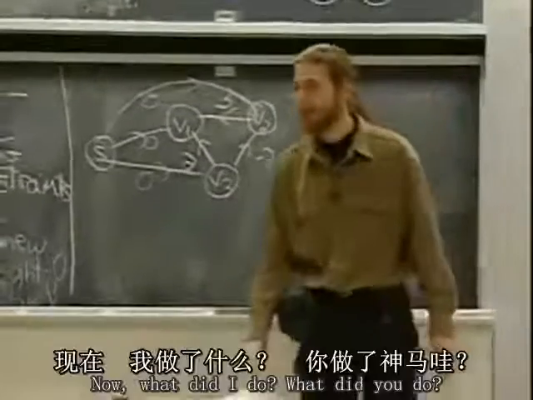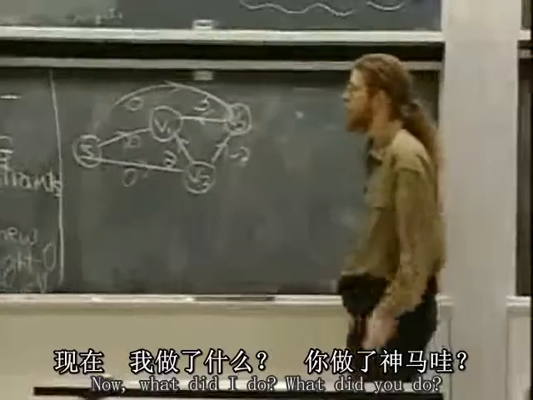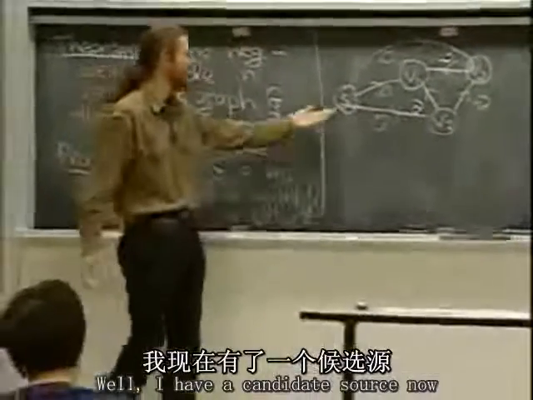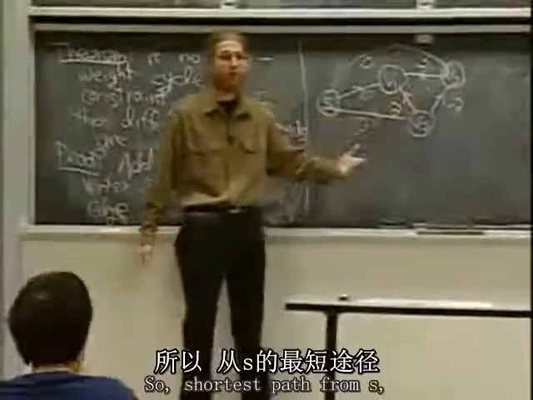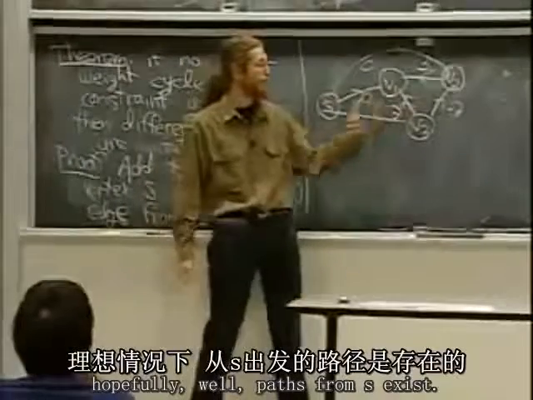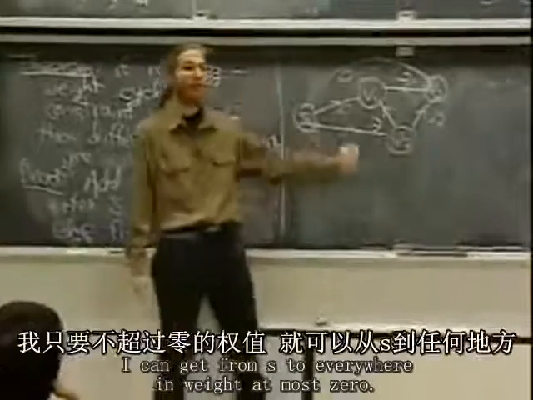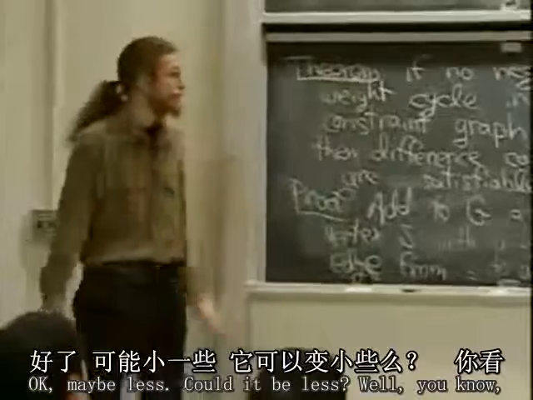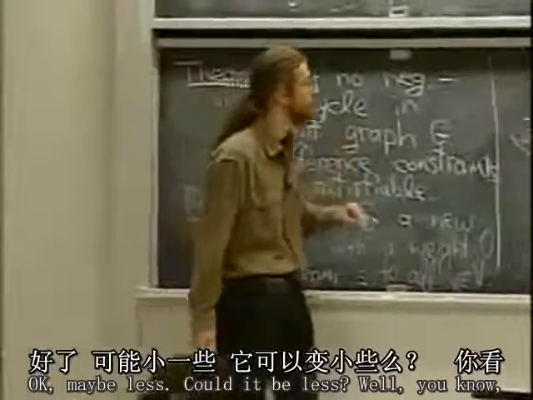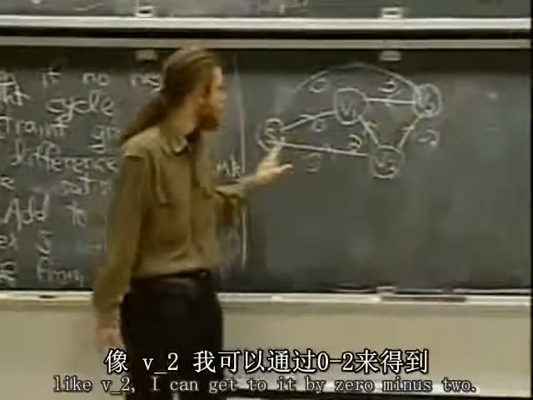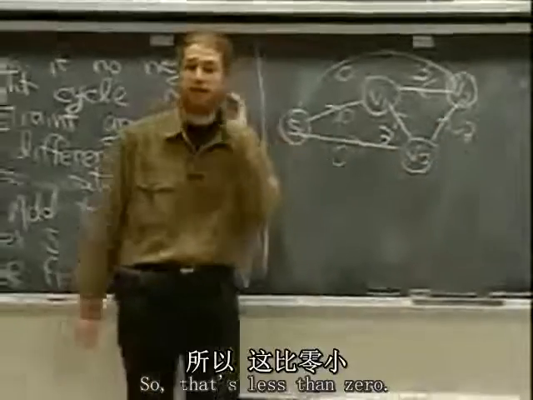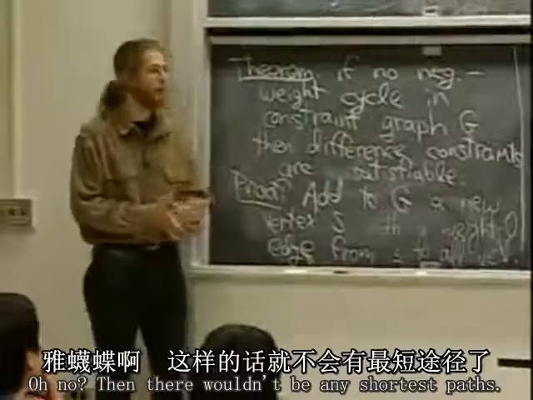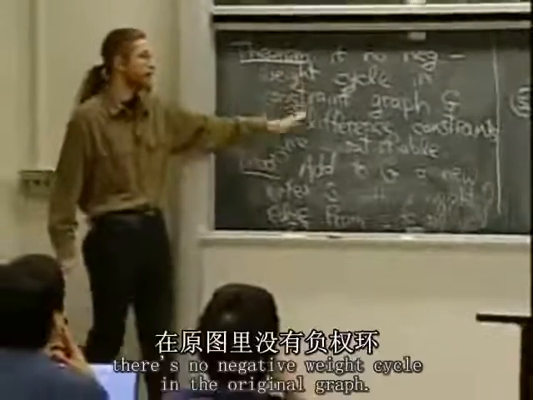Simple enough. Now, what did I do? Well, I have a candidate source now which can reach all the vertices. So paths from S exist. I can get from S to everywhere in weight at most zero. Maybe less. Could it be less? Well, yeah, like V2 I can get to by 0 minus 2. So that's less than 0. So I've got to be a little careful. What if there's a negative weight cycle? Oh, no. Then there wouldn't be any shortest paths. Fortunately, we assume there's no negative weight cycle in the original graph.